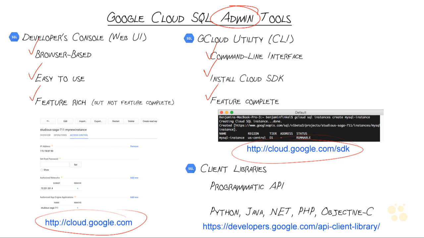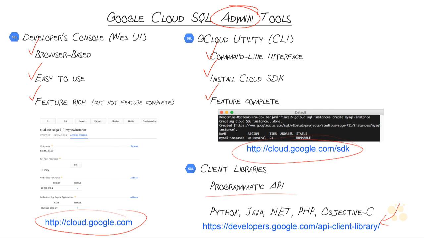Lastly, there are the programmatic APIs, the client libraries. And these allow you to write software programs that spin up and manage your Google Cloud instances for you. The client libraries are available for Python, Java, .NET, PHP, and Objective-C right now. And if you check out the URL on screen here, you can also see that they've got Go and Node.js in the pipeline, beta testing. So there's a lot of options for programmatically manipulating and managing your Google Cloud SQL instances.